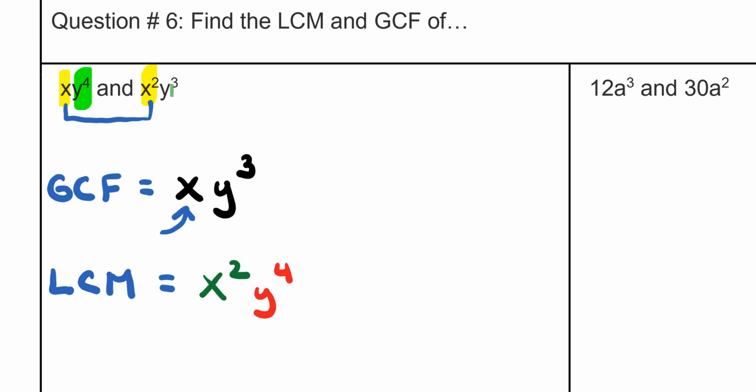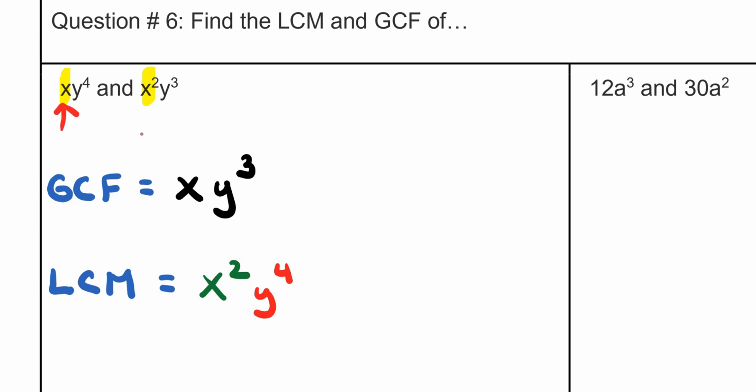If I look at my y to the 4 and y cubed, which one's smaller? Is it y to the 4 or y cubed? Well, it's y cubed, right? So when you're finding your GCF, you're just finding the variables with the lower powers. And in reverse, if you're looking for the LCM, you're looking for the variable with the higher power, right?